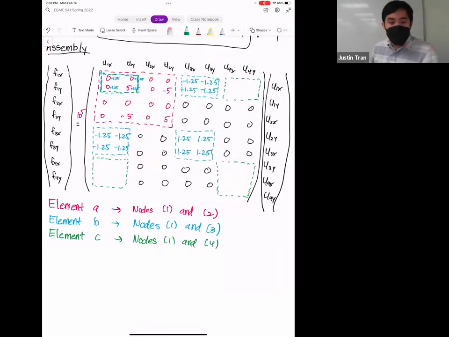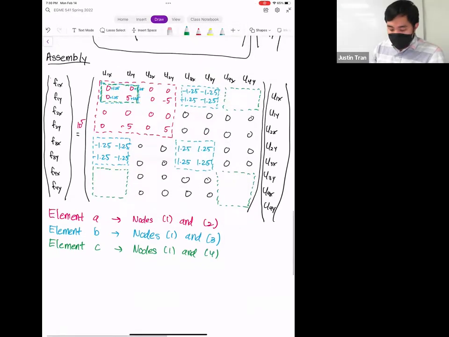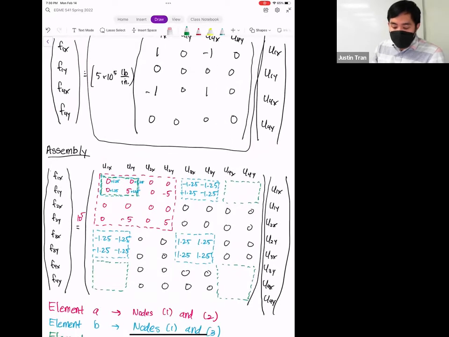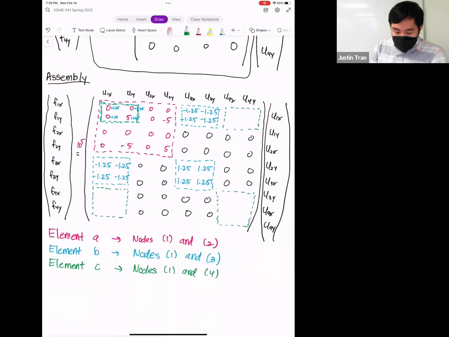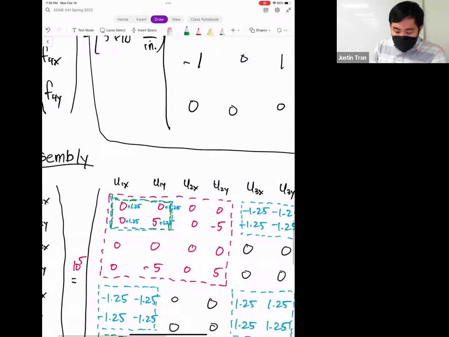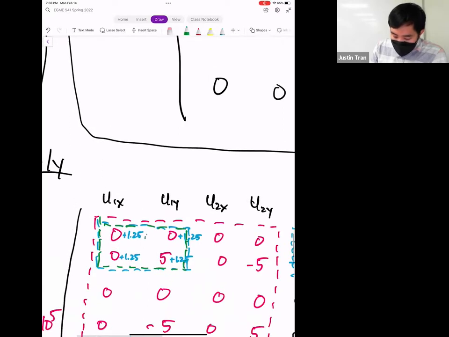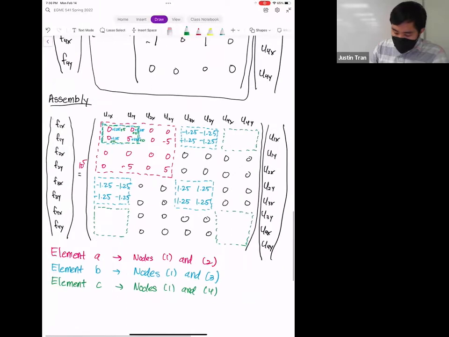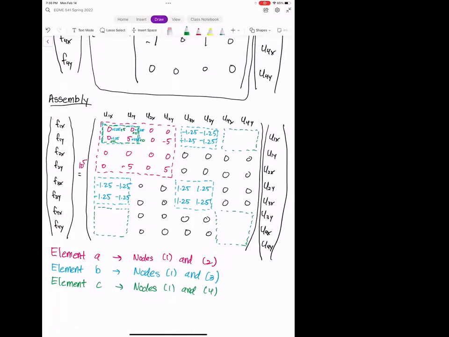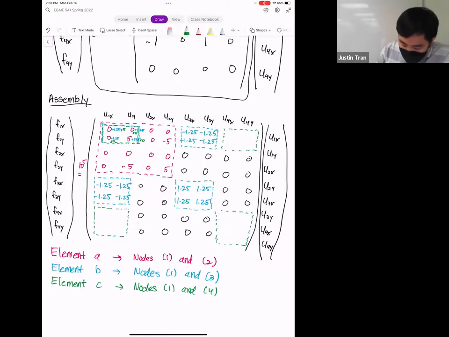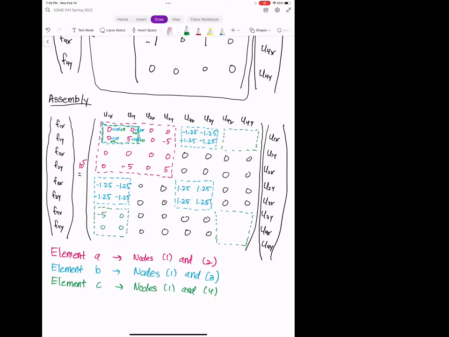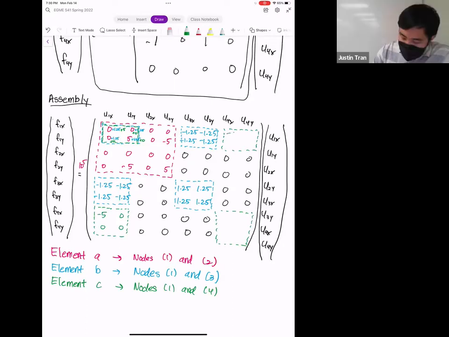And then finally, we have element C. Element C is nodes 1 and 4, but it's really easy. We have mostly zeros except for ones in those entries. For element C, the coefficient out in front is 5 times 10 to the 5th, and so we're going to add that here. It's going to be plus 5, plus 0, plus 0, plus 0. Next, we have a minus 5, 0, 0, 0. And we have a minus 5, 0, 0, 0. And then a 5, 0, 0, 0.